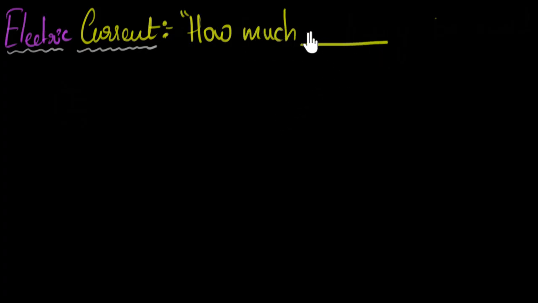Let's explore what electric current is and see how we can calculate it. So we'll start with the word current. Current is a measure of how much something flows per second. So let's write that down. It's a measure of how much something, it can be anything, and we'll take examples, something flows per second.